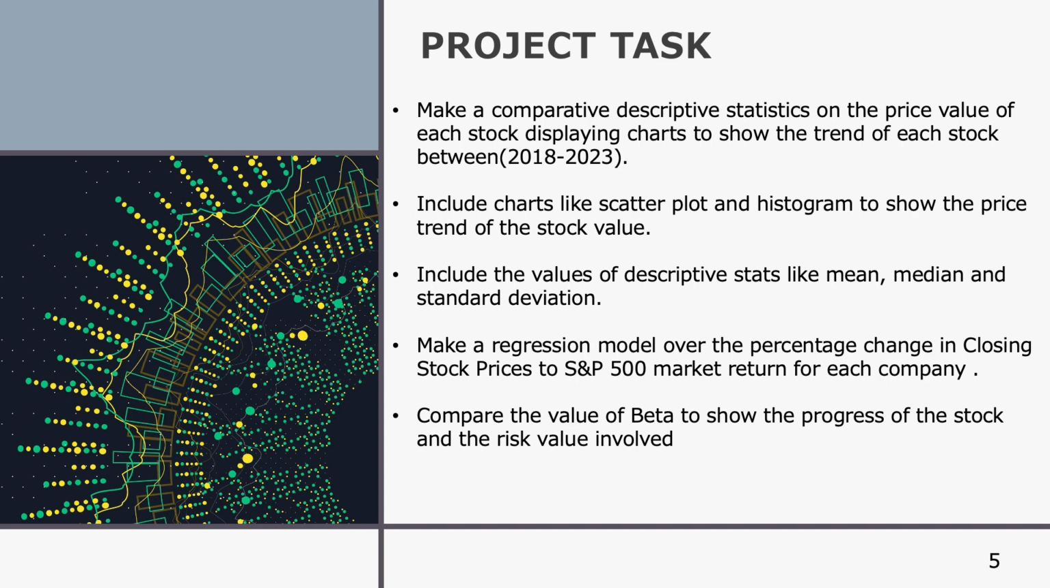The tasks that I am required to deliver on are to make a comparative descriptive statistics on the price value of each of the stocks and also display charts to show the trend. I'm also required to include charts like scatter plots and histograms, and to include my descriptive statistics values like the mean, median, and standard deviation in my histogram. I also need to make a regression model of the percentage change in closing stock price to S&P 500 market return for each company, and then finally to compare the value of the beta to show the progress of the stock and the risk value involved.